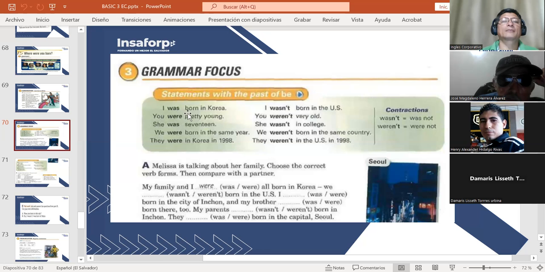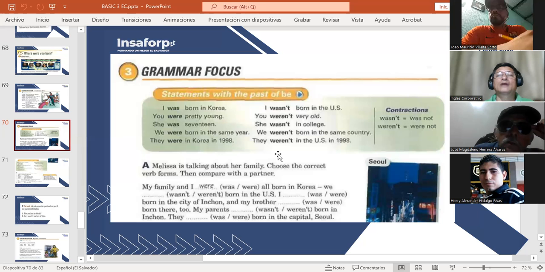Correcto. So, in affirmative statements, claramente está: I was born in Korea, you were pretty young, she was 17, we were born in the same year, they were in Korea in 1998. Remember the years, lo dividimos en dos cifras, ¿verdad? 1998, yeah. Okay? And we have the contractions in... Yes, Joao.